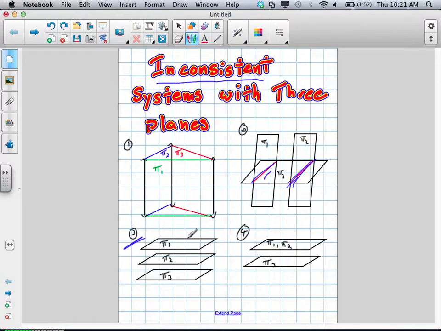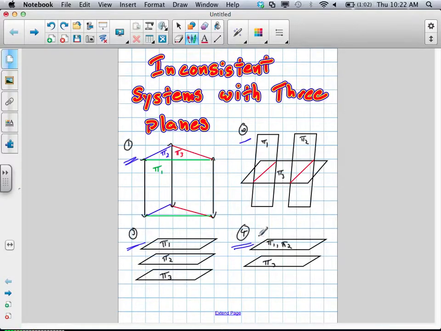Our third system is where all 3 of the planes are parallel. And if they're parallel, that means they're never going to meet. Okay? And our other one is when 2 of them are coincident, and then those 2 planes are parallel to the other one. Again, they'll never meet. Okay? So we're going to talk about the 3 and 4 first, then 2, and then 1, just because 3 and 4 will be the easiest types to recognize.